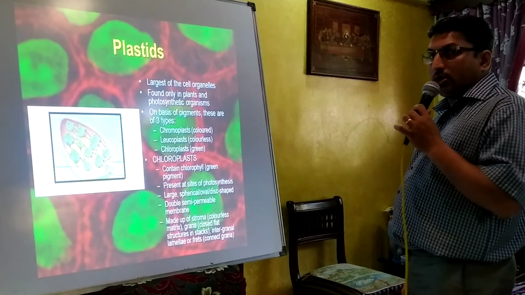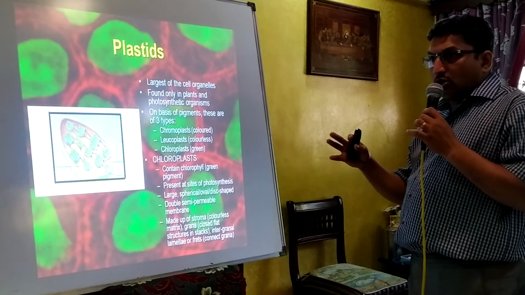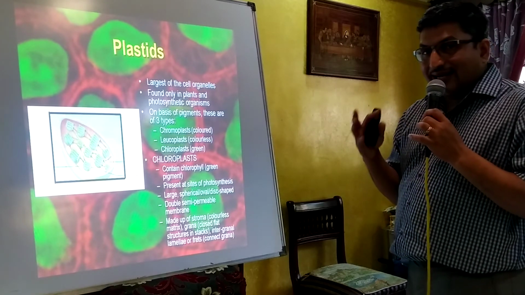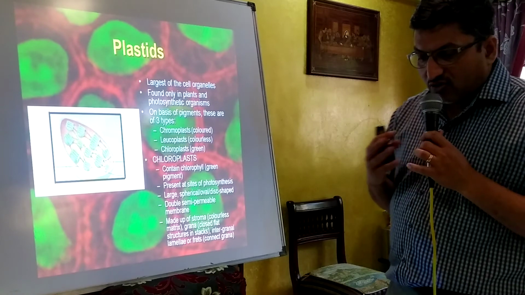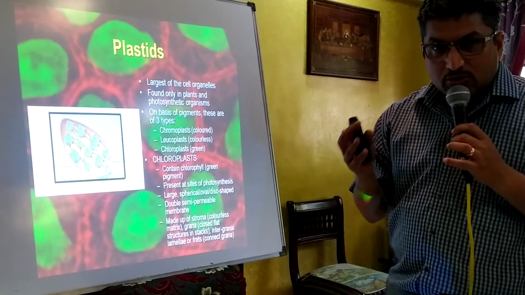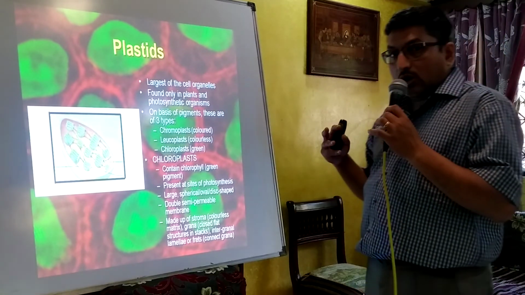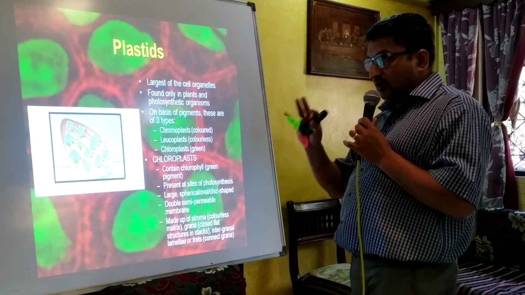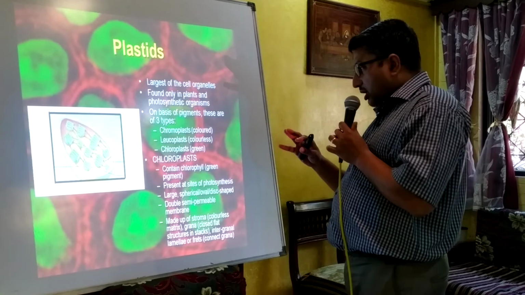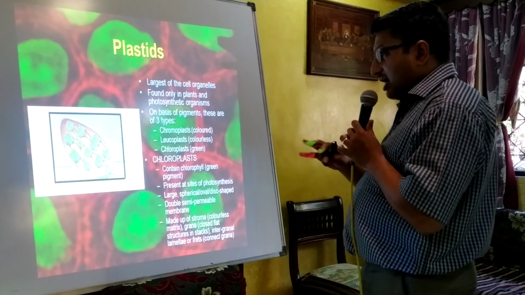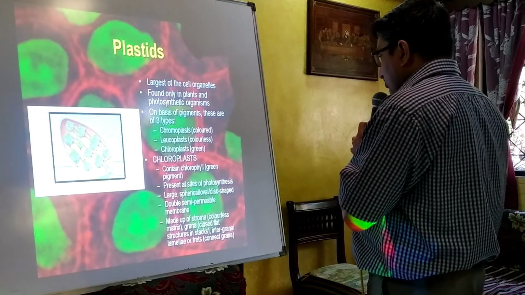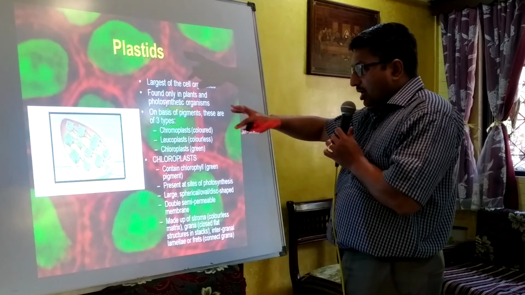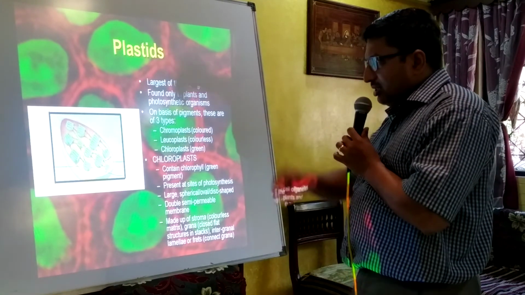Let's have a closer look at chloroplast. It is going to be a major portion in both class 9 and class 10. When we study photosynthesis, when we study transpiration, we need to know what chloroplast is. So chloroplast contains chlorophyll, which is a pigment. It is present at the site of photosynthesis. Large, spherical, double membrane.